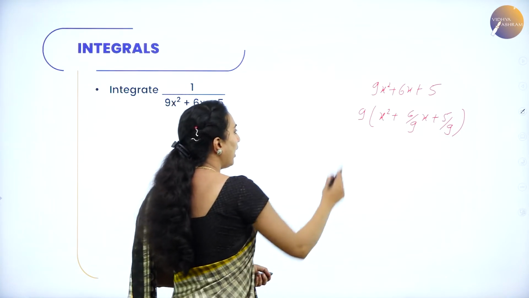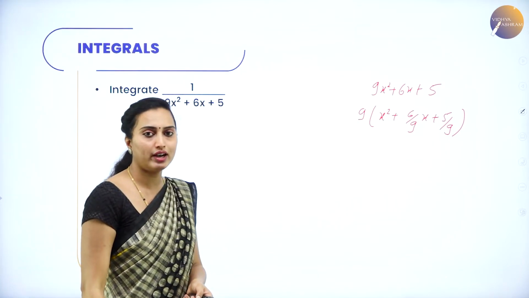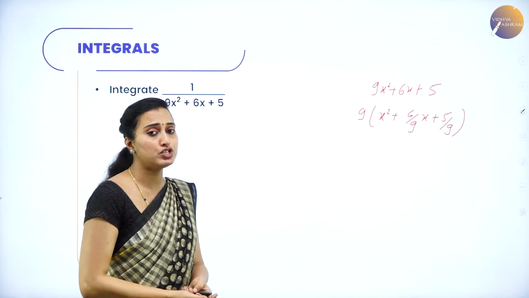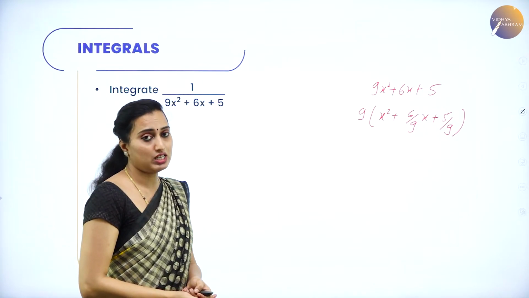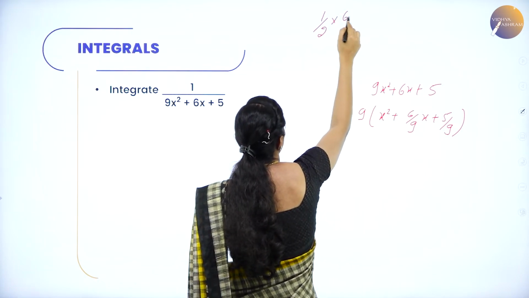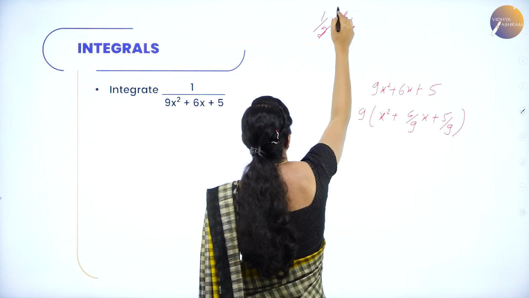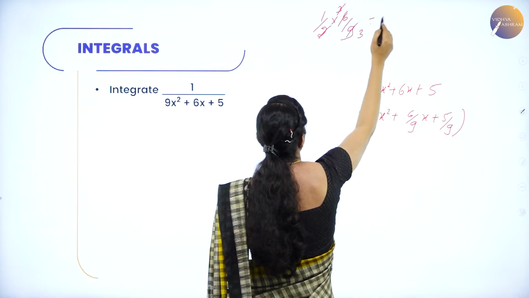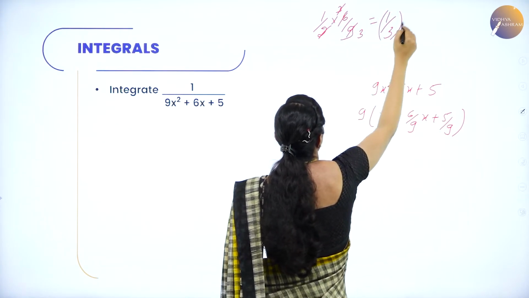Now, after making the coefficient of x squared 1, observe the coefficient of x, which is 6 by 9. Half of 6 by 9 will be, 2 ones are 2, 3 threes are 9, which is 1 by 3. That, whole squared.